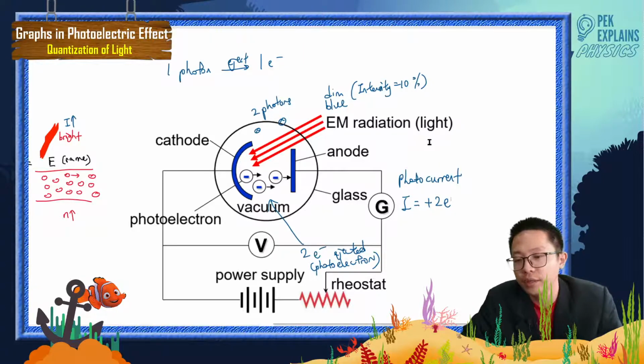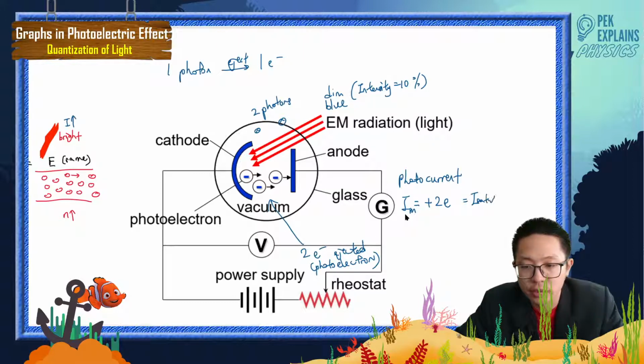If all the 2 electrons reach the anode, this will record the saturation current, the maximum current. So if intensity is 10%, that means it's just like 2 photons coming, 2 photoelectrons ejected. So the saturation current is 2 electrons.